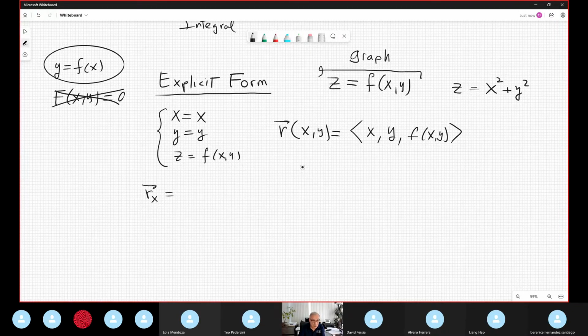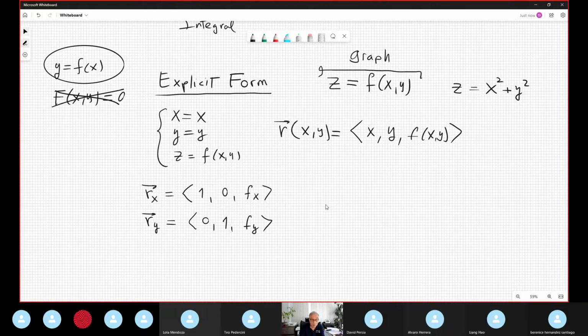Well, you differentiate the vector-valued function with respect to x: the derivative of x with respect to x is 1, the derivative of y with respect to x is 0, and the derivative of z is the partial derivative of f with respect to x. Do you follow me? Likewise, the partial derivative with respect to y is 0, 1, and the partial derivative of f with respect to y.